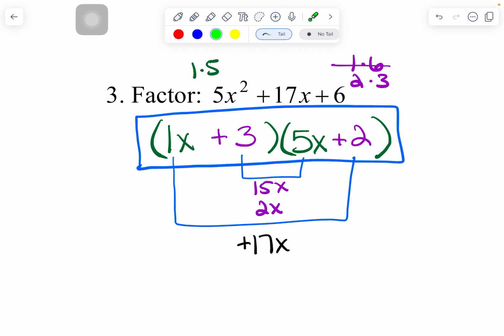So, double checking the whole thing here. 1x times 5x, 5x squared. 3 times 2 makes 6. 3 times 5x is the 15x here. 1x times 2 is the 2x here. These two terms add up to be that middle term. I have 100% checked it. I know that this is correct.